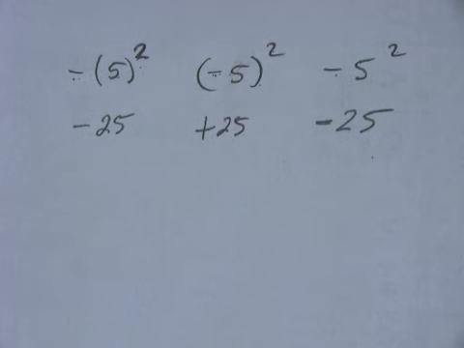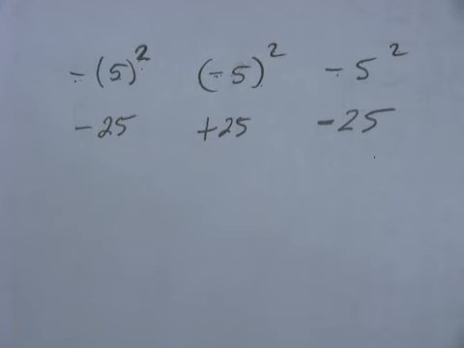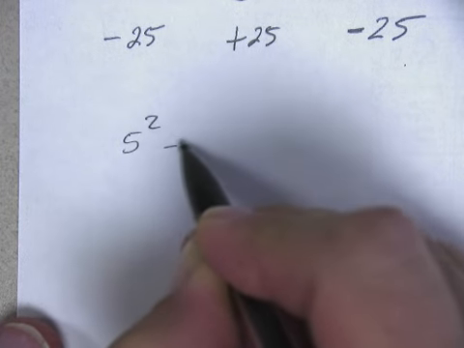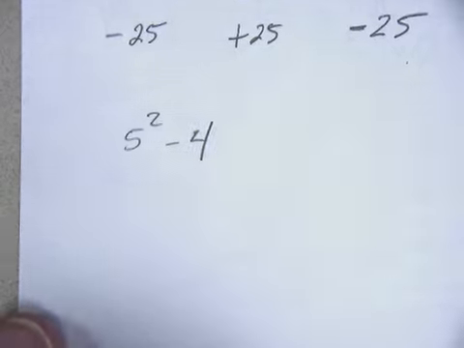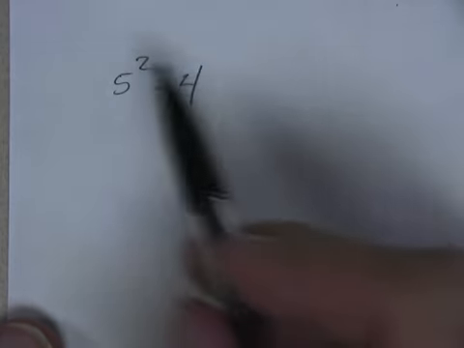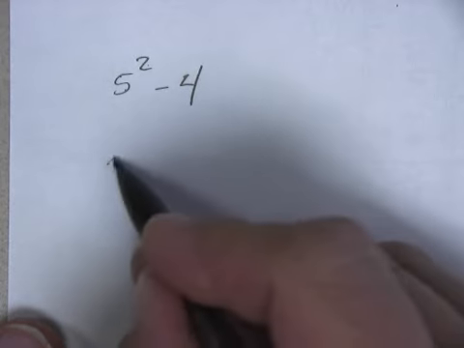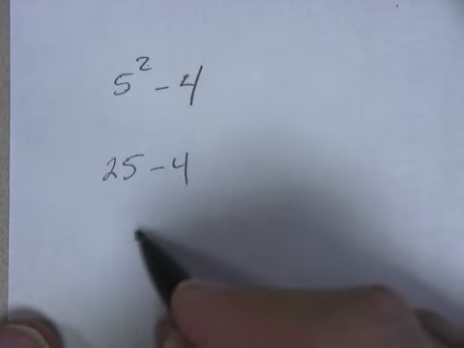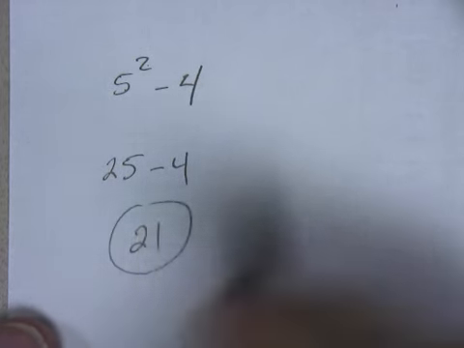Okay, with that said, let's run through a couple examples that we can kind of get used to. How about we do something like this? Let's do 5 squared minus 4. The 2 acts on the 5, so that's 25. Bring down the 4. Doesn't act on the negative 4, and then we subtract. That's 21.